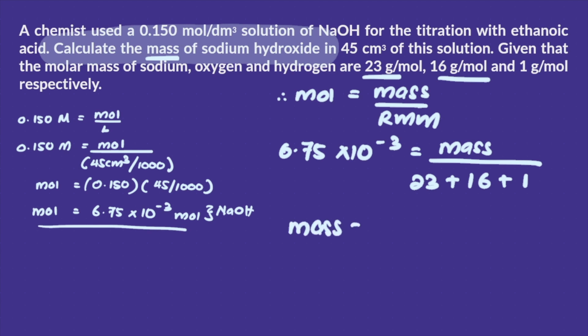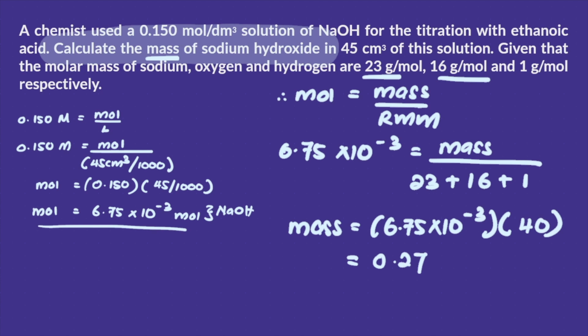So the mass is equivalent to 6.75 times 10 to the power of negative 3. Then you need to multiply by 23 plus 16 plus 1, which is 40. Therefore, the mass that you should get is 0.27 gram of sodium hydroxide. So this is a rather simple question, and this is the final answer for the last question that we are going to discuss in this week video.